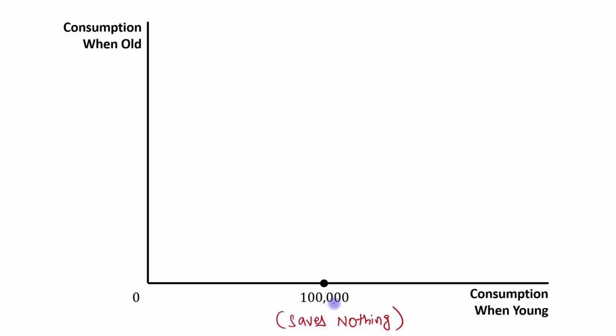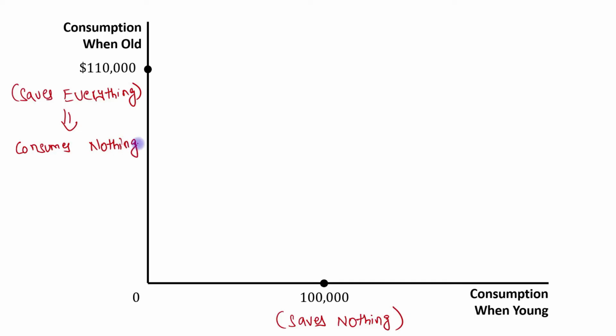Okay, now let's talk about this coordinate. What does it indicate? It indicates that Sam saves everything. When I'm saying that Sam saves everything, it indicates that he consumes nothing when young, because he has saved everything.